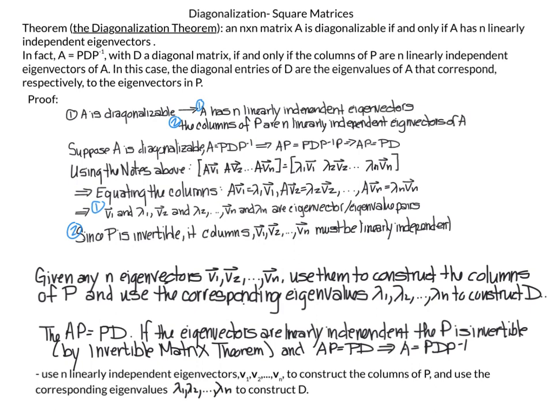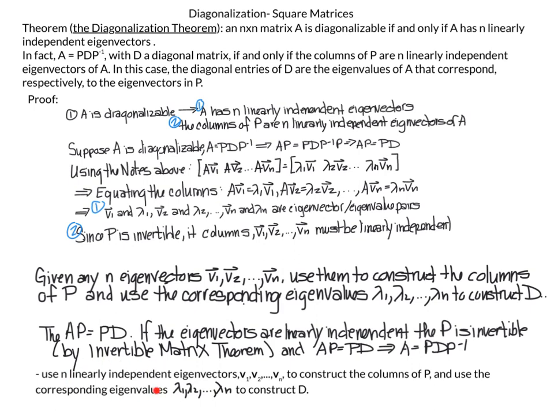But what we do have from this proof is that if we have n eigenvectors, v1, v2 up to vn, we're going to use those eigenvectors to construct the columns of P, and we're going to use the corresponding eigenvalues, lambda 1, lambda 2 up to lambda n, to construct D. And then if AP equals PD, if the eigenvectors are linearly independent, then P is invertible by the invertible matrix theorem, and AP equals PD, which gives us that A is similar to our diagonal matrix. And again, with this last statement, we're going to use n linearly independent eigenvectors to construct the columns of P and use the corresponding eigenvalues to construct D.